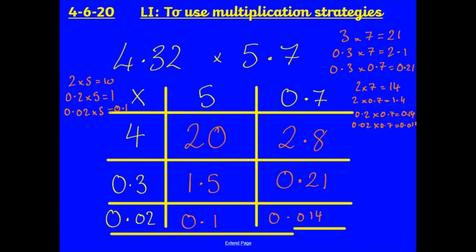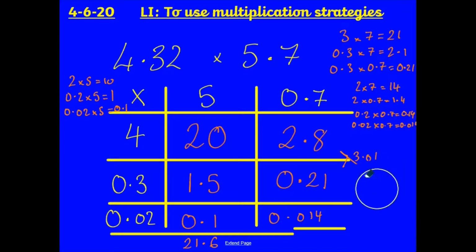And then as usual with my grid method, I would then need to add them up. So along this side here, I'll do these ones first. 20 plus 1.5 plus 0.1 is going to equal 21.6. And now it's a little bit tricky here. I just need to be careful with my addition. So 2.8 plus 0.21, that is going to equal 3.01.